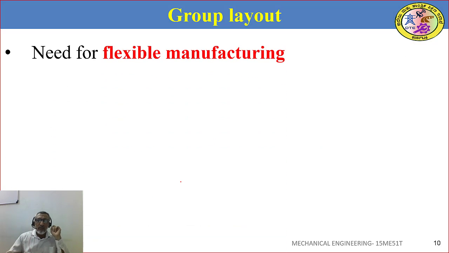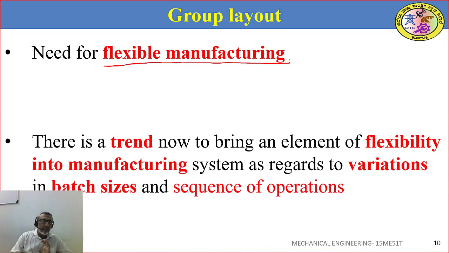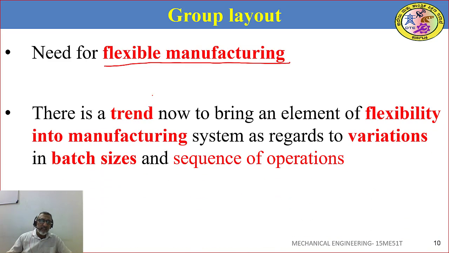Let us come to the group layout. Now, these days, people are talking more about the flexible manufacturing system. Here, we should be able to produce the products in small quantities economically. That is, flexibility is the need of manufacturing these days. We should be able to change the type of the product, the dimensions of the product without much difficulty. So the present trend is towards flexibility in manufacturing.